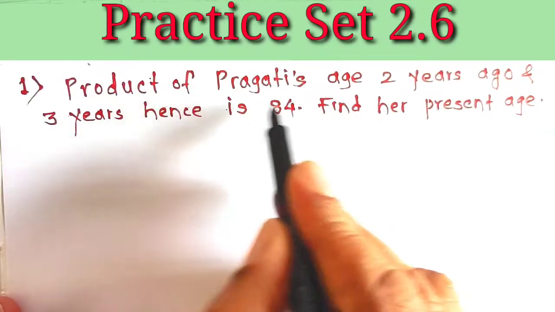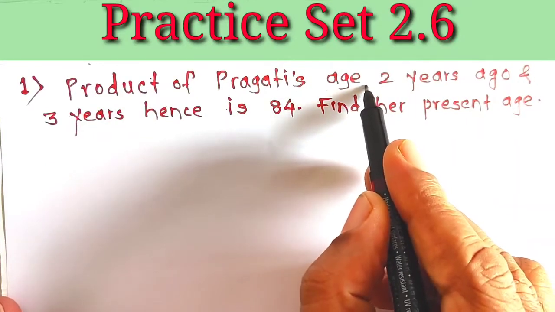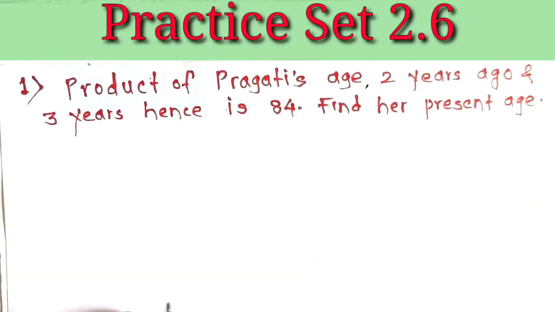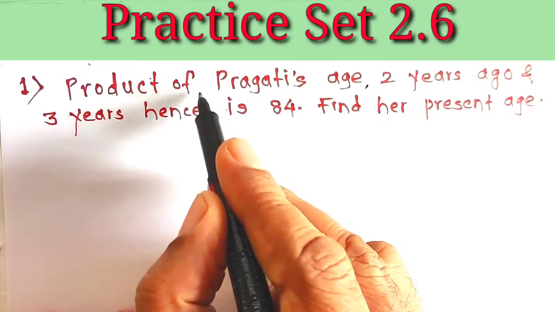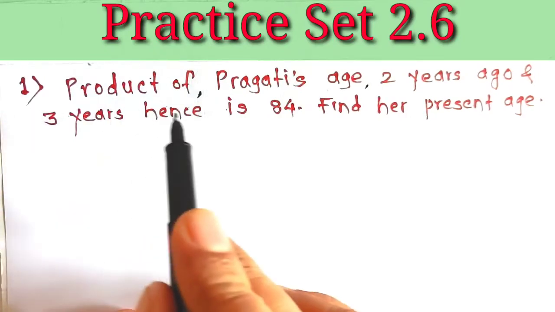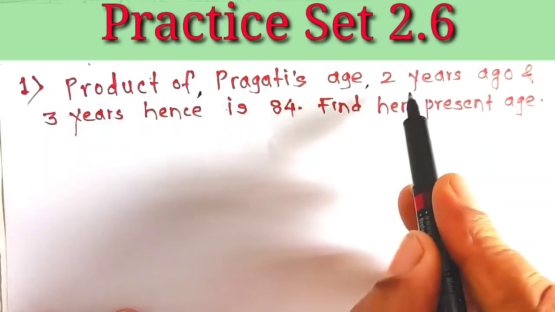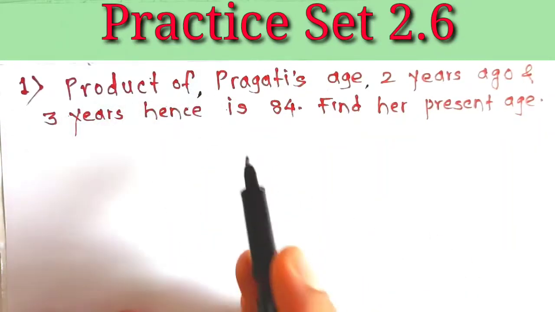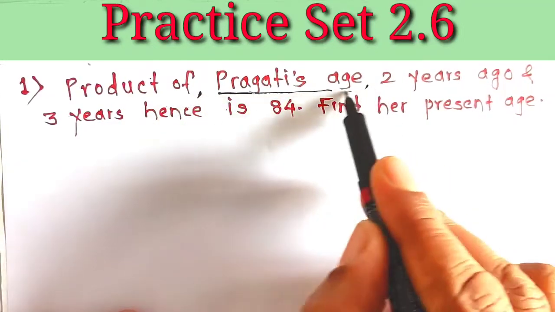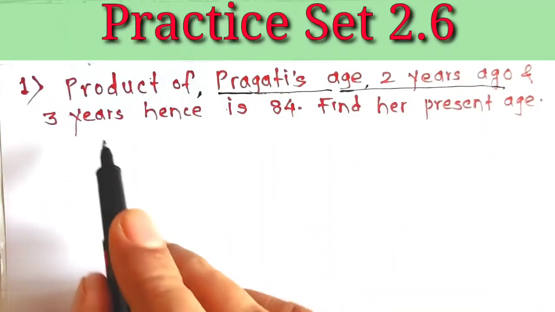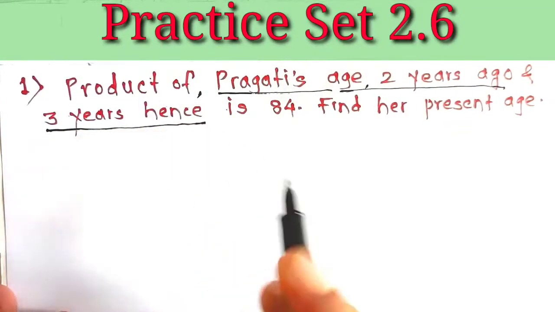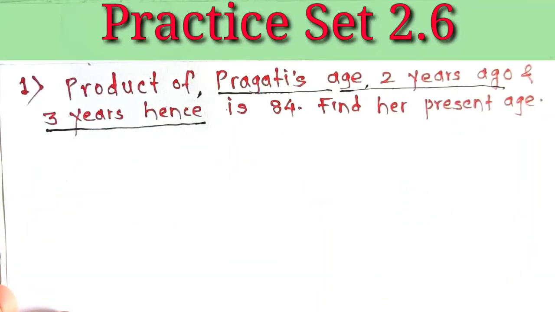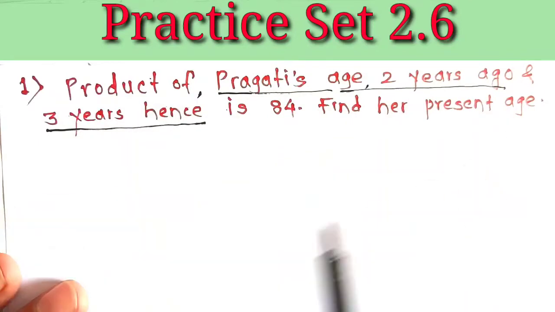Product of Pragati's age. Pragati is one of the girls. Product of Pragati's age 2 years ago, so this is one statement. Product of which? First part, Pragati's age 2 years ago, and second term, 3 years hence. You know, ago means before 2 years, hence means after 3 years. So here we have to divide this statement sum into small parts.